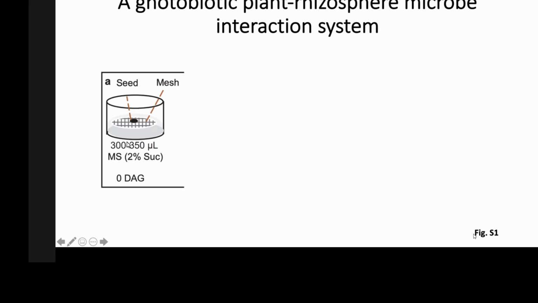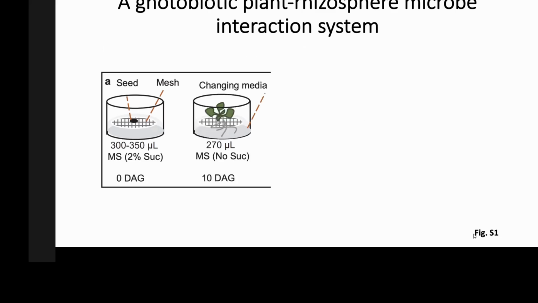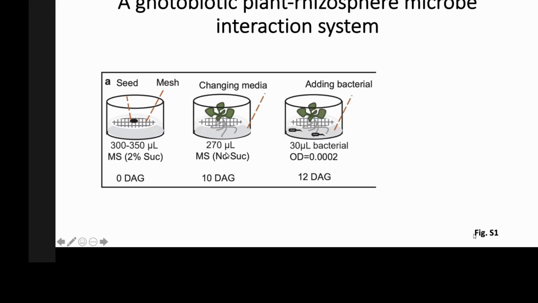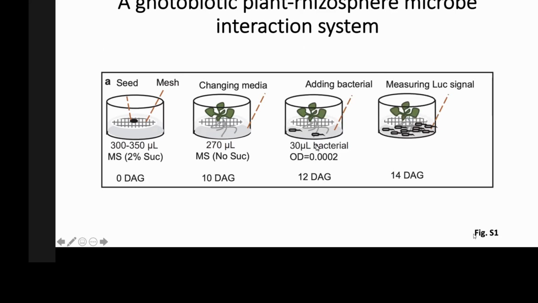And then in the bottom of the well, they had MS media with 2% sucrose. So this was 0 days after germination. After 10 days, they changed the media and added more media, this time without sucrose. And then 2 days later, they inoculated with bacteria. And then after that, they measured luciferase signals.